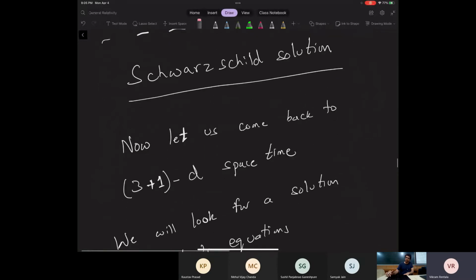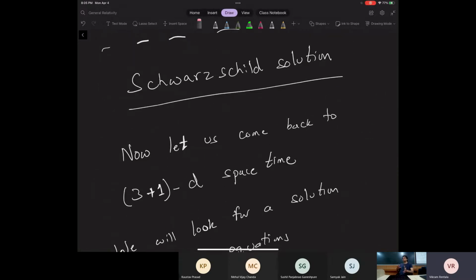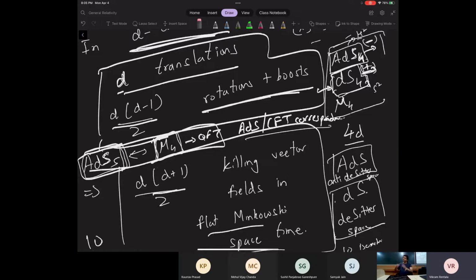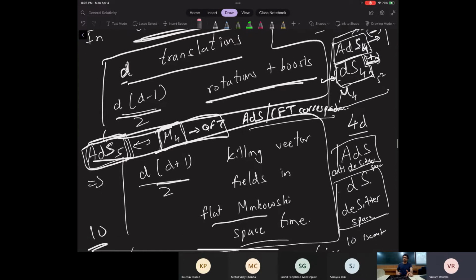Now that we understand how to talk about symmetries of a metric, I'm going to talk about a particular exact solution to the Einstein equations. I should just say that these AdS and de Sitter spaces also turn out to be exact solutions to Einstein's equations. I won't discuss them. I'm going to discuss another class of exact solutions to the Einstein equations.